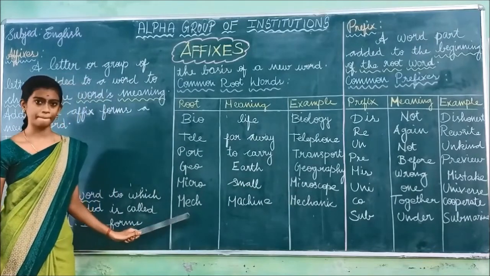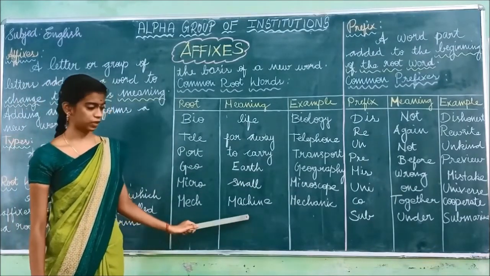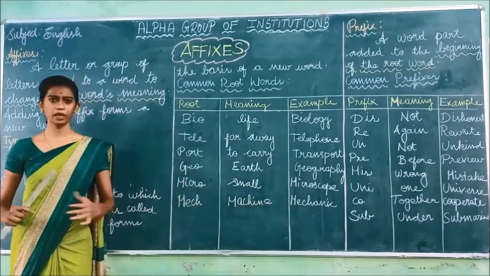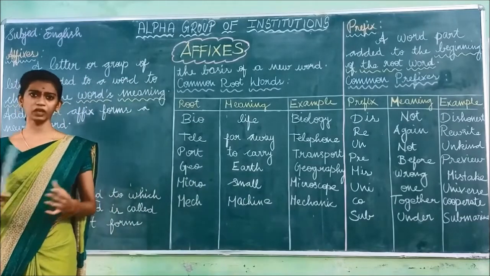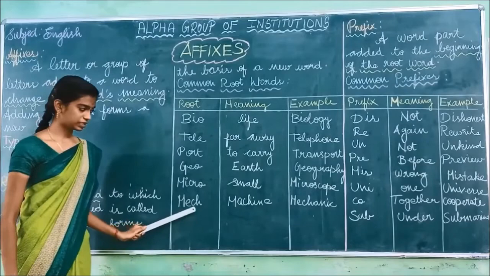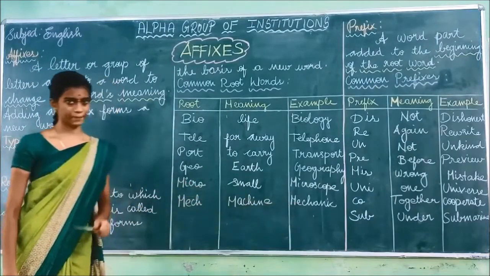And the last one is meg. Okay, so it's a root word. The meaning of meg is machine. And the example is mechanic. So what does the mechanic do? The mechanic will operate the machine. So the root word is meg, and the meaning of meg is machine, and the example is mechanic.